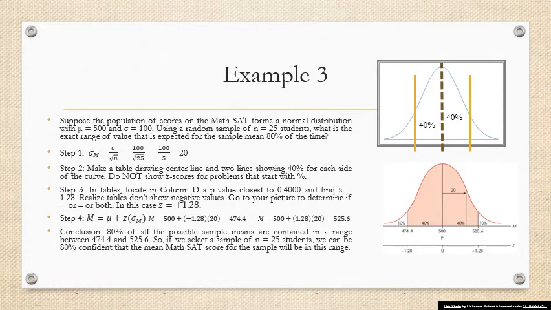So basically your conclusion is that 80% of all the possible sample means are contained in a range between 474.4 and 525.6. So if we select a sample of 25 students, we can be 80% confident that the mean SAT score for this sample will be within this range.